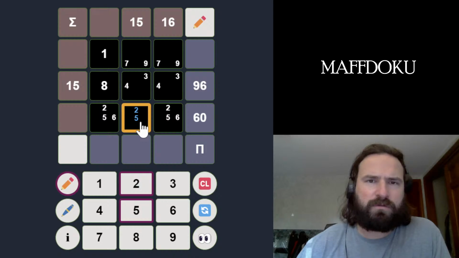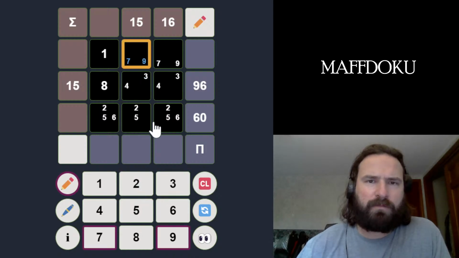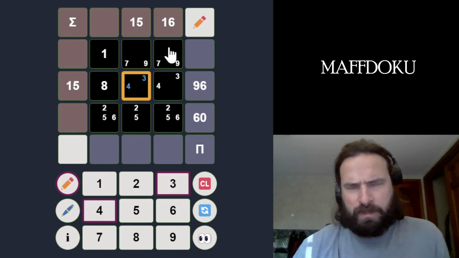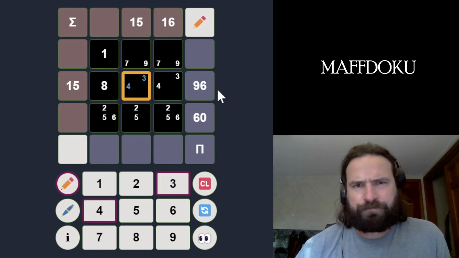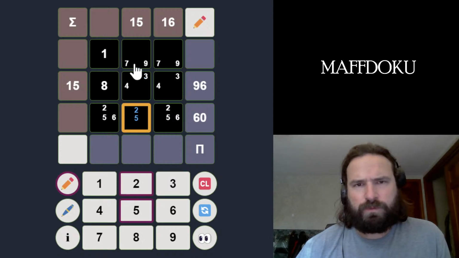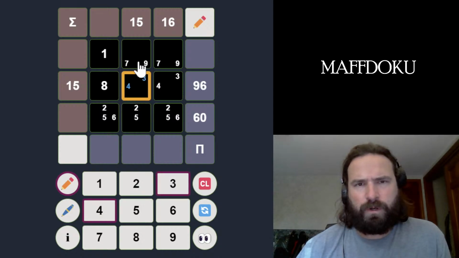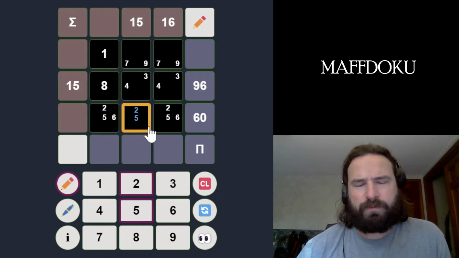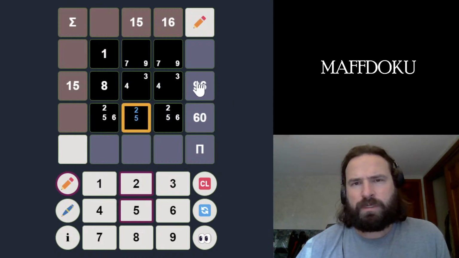If I try to use the 2, 2, 4, 9 is also possible. So those are the only two possibilities here. So it's 375 or 249. Okay, I got to keep track of that somehow. 2, 4, 9, or 7, 3, 5. Okay. And those both use exactly 1 from each of these boxes.